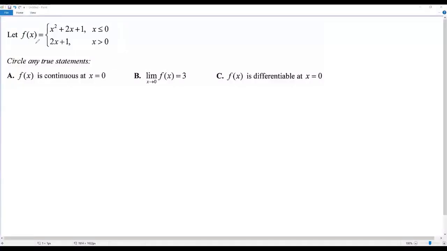Here we have an AP Calculus AB problem. Okay, let's get the information. Here we have a piecewise function f of x. f of x equals x squared plus 2x plus 1, for x less than or equal to 0. f of x equals 2x plus 1, for x greater than 0.